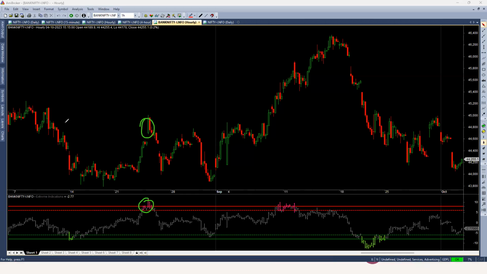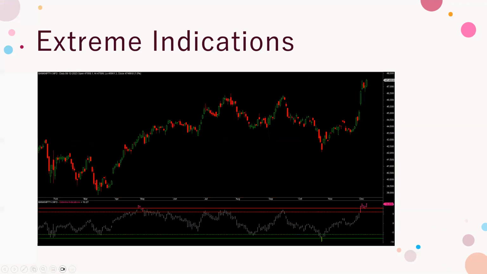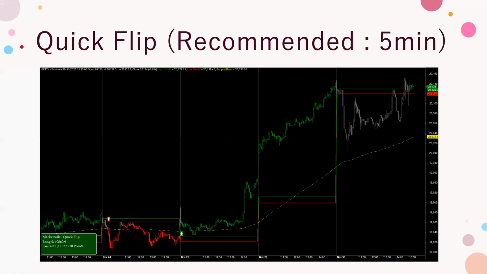Now, next come the strategies. So we have some very interesting strategies lined up. Some of the strategies are like Quick Flip, one of my favorite strategies, I would say. Particularly, this Quick Flip is designed to trade on a 5-minute time frame. Particularly, it is a long-only strategy.